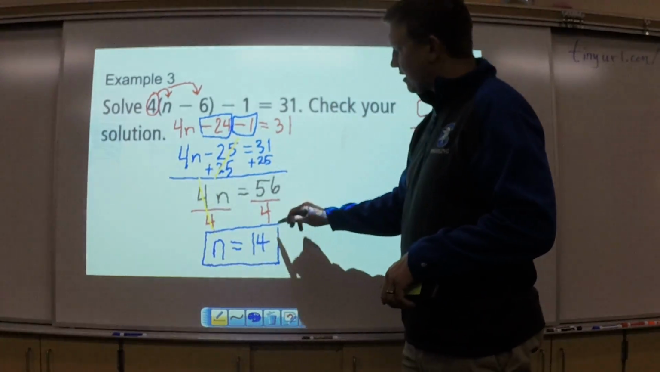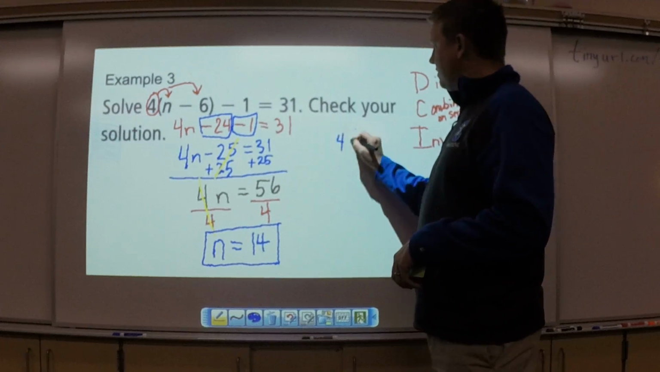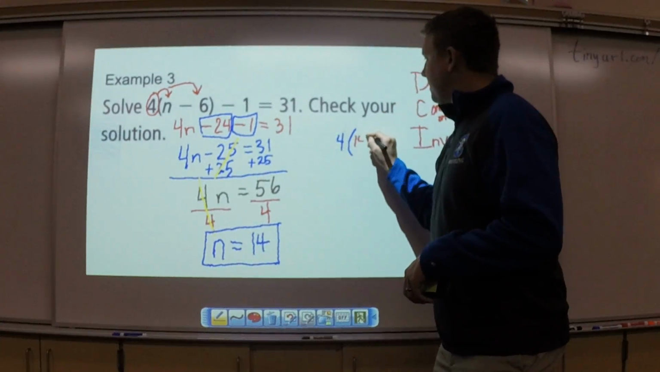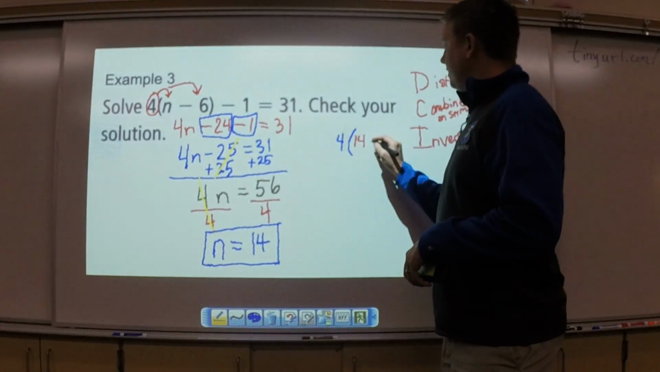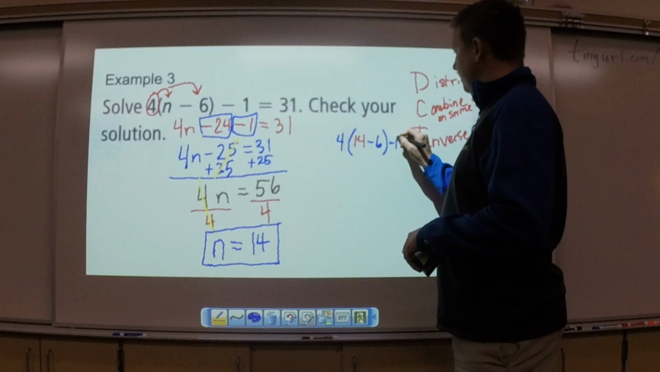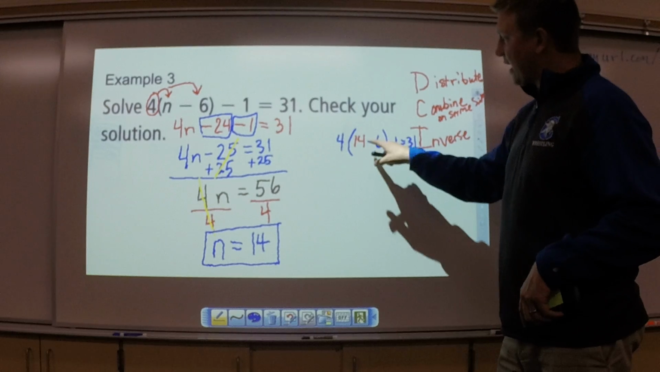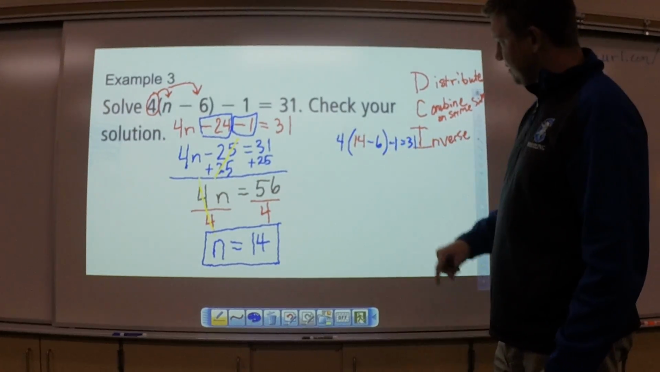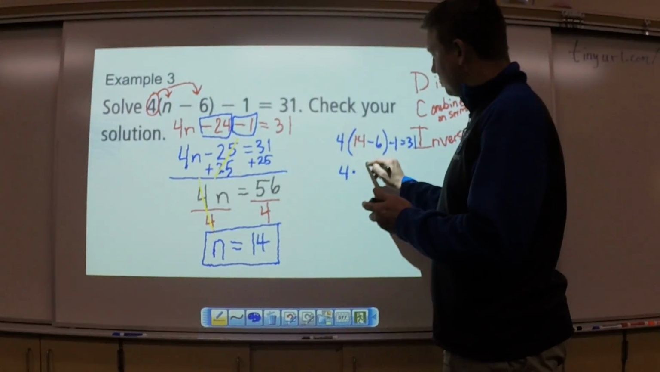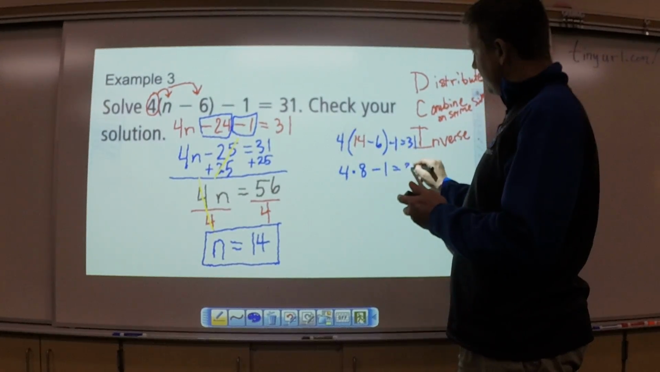Okay, again, if we had to check our answer, we would plug it back into the original. All right, so plugging it back into the original would look like this. I would put my 14 right here in the spot where the n is located. All right, and then I would go minus 6 and minus 1 equals 31, right? And I would crunch that. So instead of using the distributive property, I could just simplify this. 14 minus 6, and I get 4 times 8. I could drop the parentheses because now it's 4 times 8. And then the minus 1 right here equals 31.